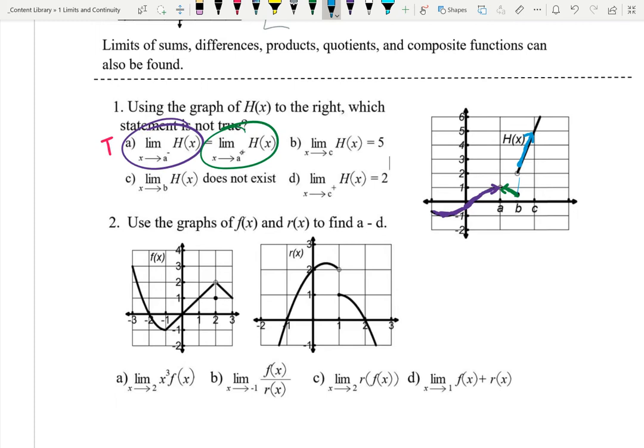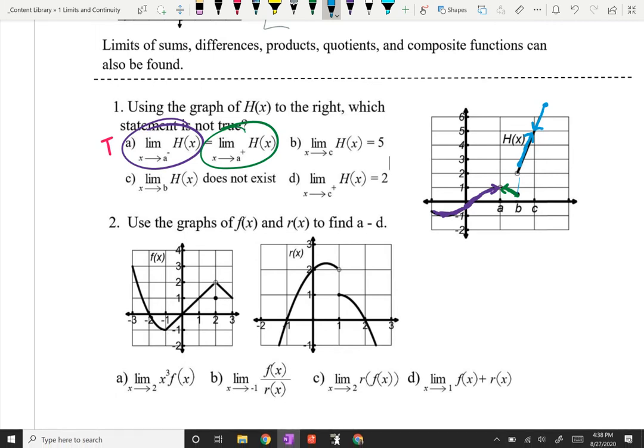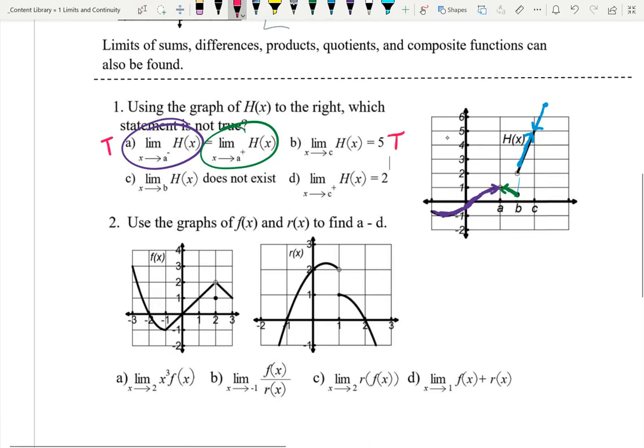And now if I go to the right of c, I'm on the function, and I'm heading back. Are they headed to the same place? And the answer is yes. And is that place actually 5? And the answer is yes, that is actually at a height of 5. So that means this one is true.